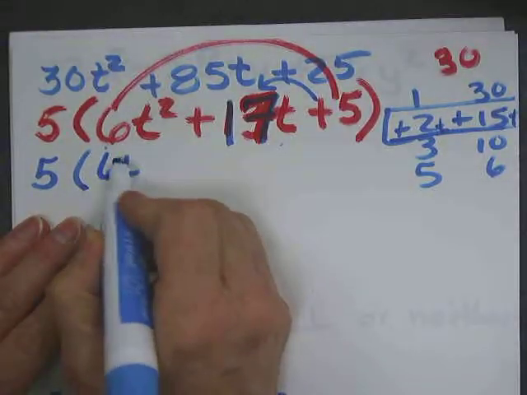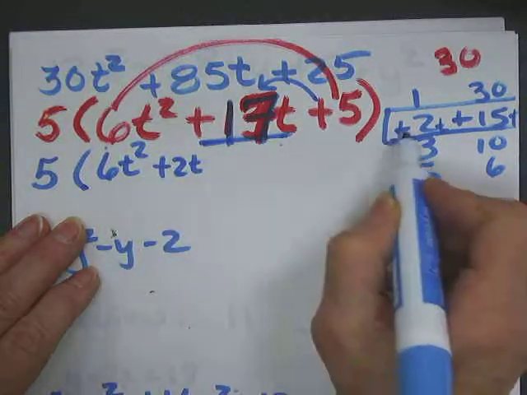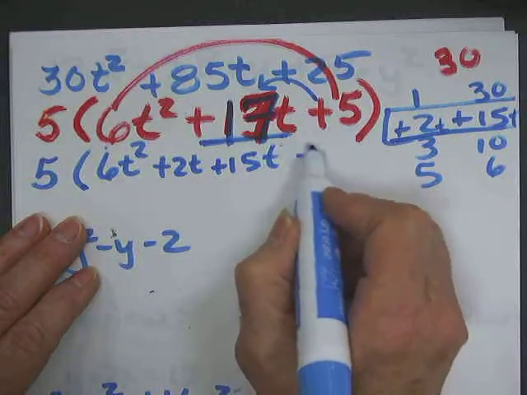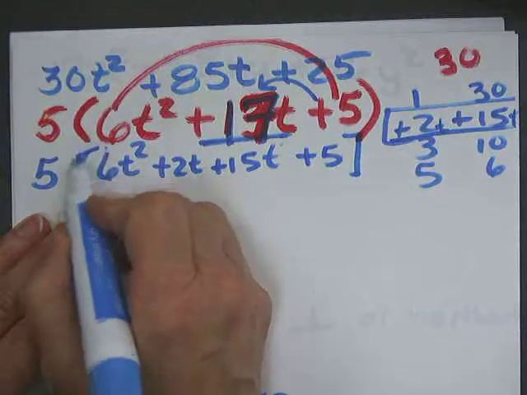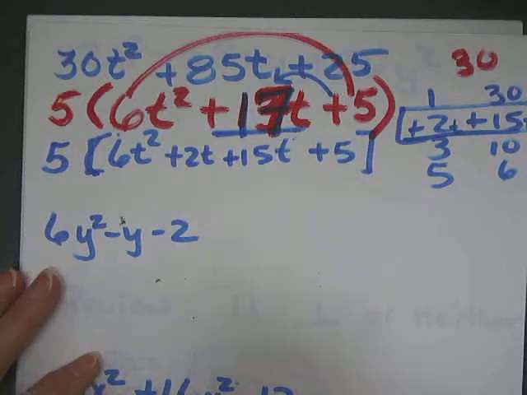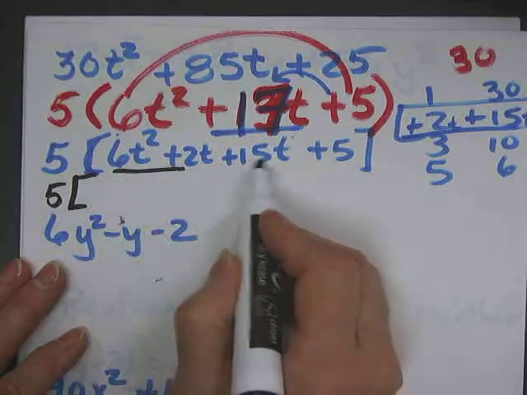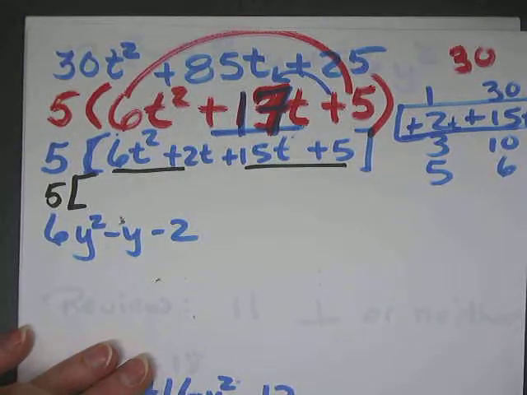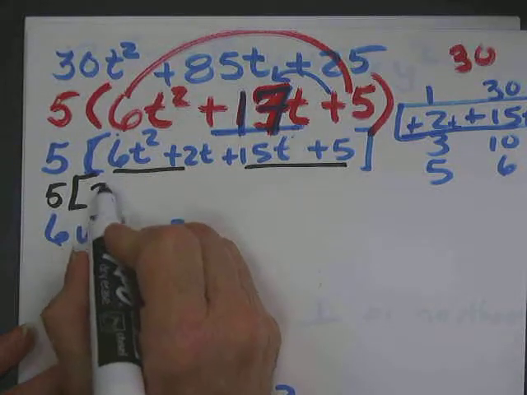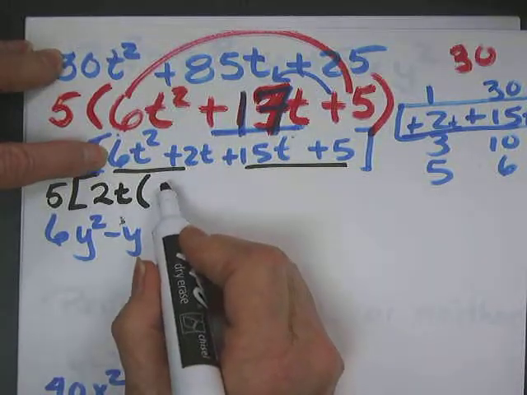5 stays out here. And what are we going to do? We're going to rewrite this whole thing with t's. Okay, so we rewrite it 6t squared plus 2t. Instead of this, we're writing this and this. Plus 2t plus 15t. And then we're writing our plus 5. Right? 5 stays out here.